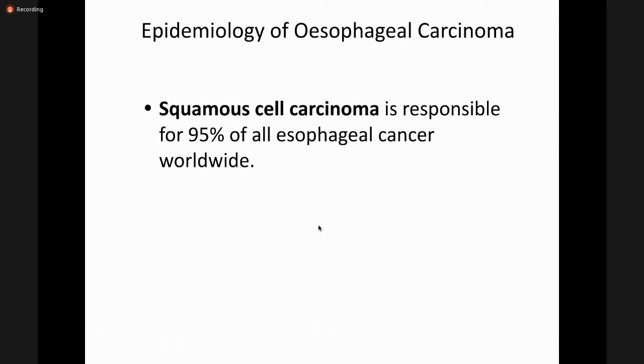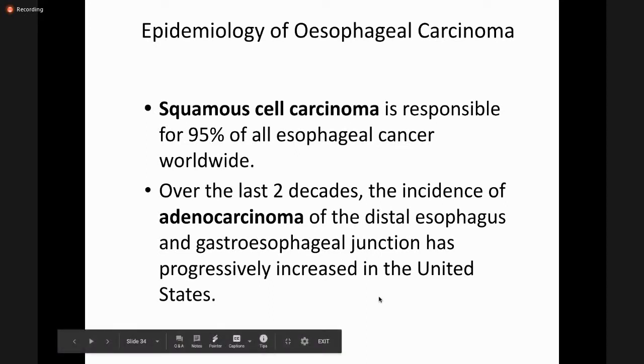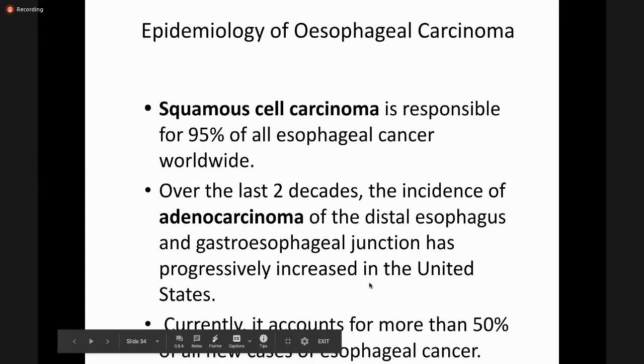Squamous cell carcinoma is more common than adenocarcinoma. It can be divided into squamous cell carcinoma and adenocarcinoma. And around 95% of the cancers are squamous cell carcinomas. But over the last 2 decades, the incidence of adenocarcinoma is increasing. And adenocarcinoma is seen in the distal esophagus and the gastroesophageal junction. So the incidence of adenocarcinoma is now increased, and currently it accounts for about 50%.